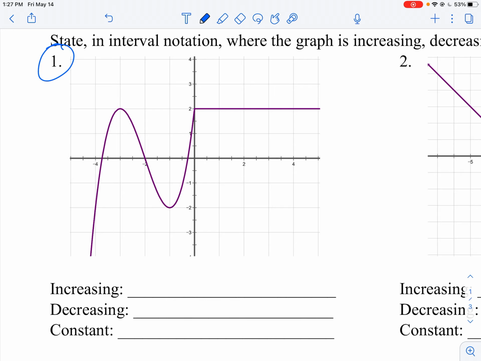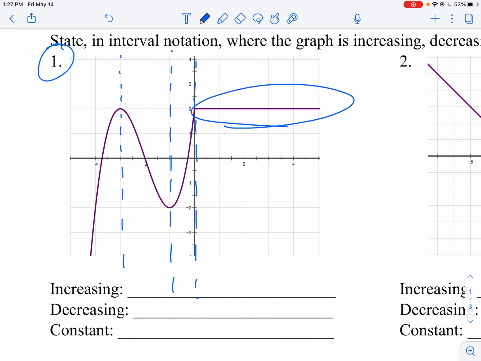All right, so I'm actually going to start by dividing this into the different sections, and I'm doing these vertical lines to show it. So in this first section, it's increasing, then it's decreasing, and then it's increasing, and then it's constant. That's really similar to the one we were just looking at.